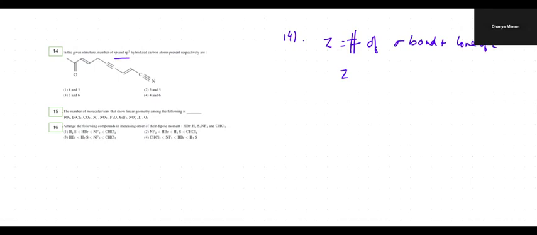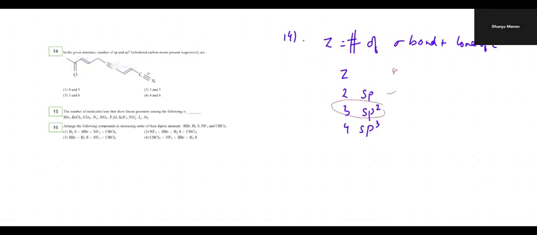If the Z value is 2, it is sp hybridization. If it is 3, it is sp2. If it is 4, sp3, and so on. This is one of the methods to determine the hybridization. This is a big molecule and there are a lot of carbon atoms here. If you see a single bond, it is sigma. If you see a double bond, one is a sigma and the other one is a pi bond. We don't consider the pi bonds here.